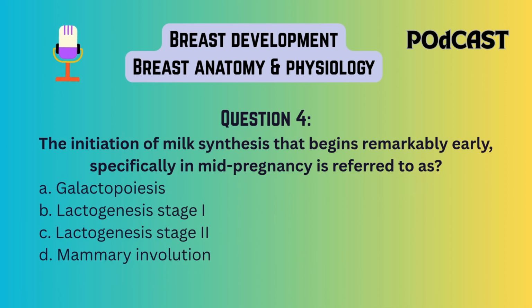Question 4. The initiation of milk synthesis that begins remarkably early, specifically in mid-pregnancy, is referred to as A, galactopoiesis, B, lactogenesis stage 1, C, lactogenesis stage 2, D, mammary involution. The correct answer is B, lactogenesis stage 1.